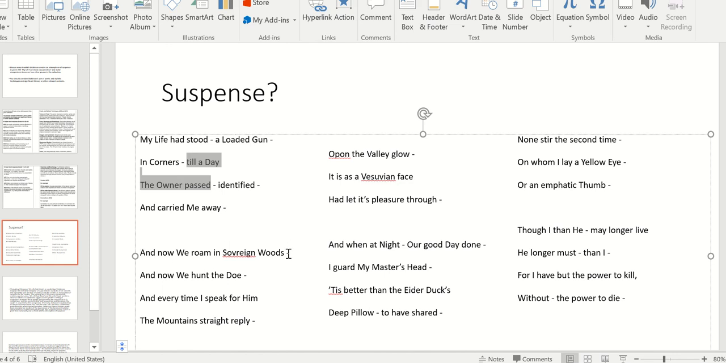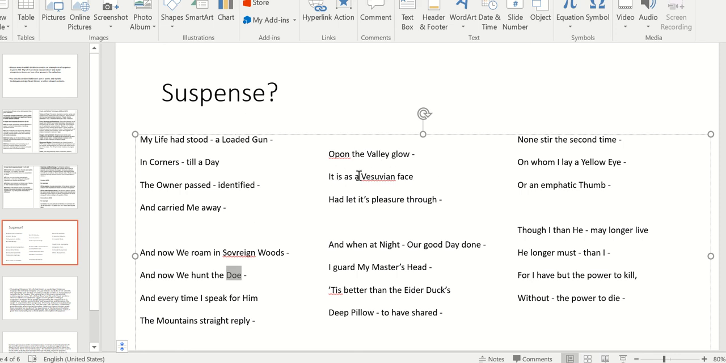"And now we roam in sovereign woods, and now we hunt the doe, and every time I speak for him, the mountains straight reply." Okay, so we've got that really regular rhythm here, which lulls us into this false sense of security until you can spot the strange non-rhyme between "doe" and "reply". And that kind of unsettles us again, okay? So perhaps makes us feel suspense.